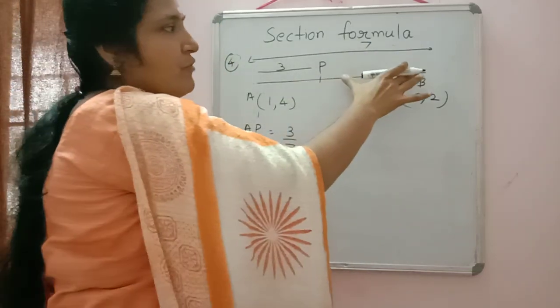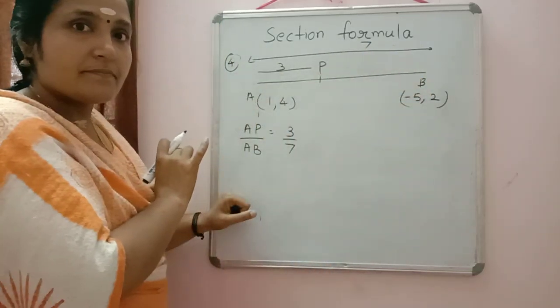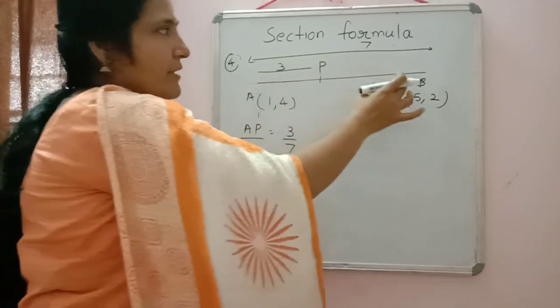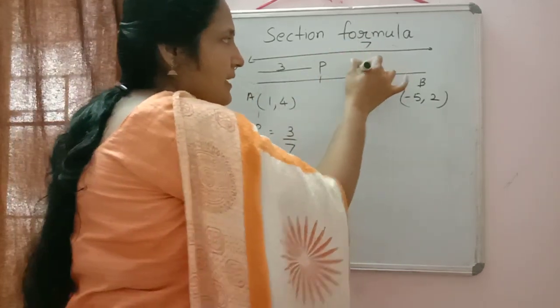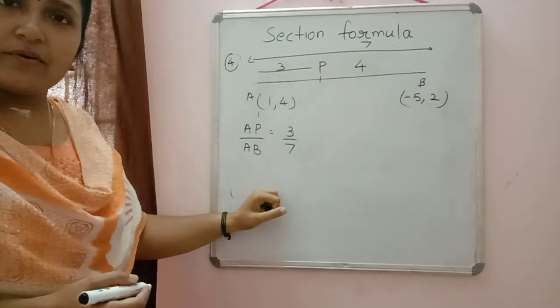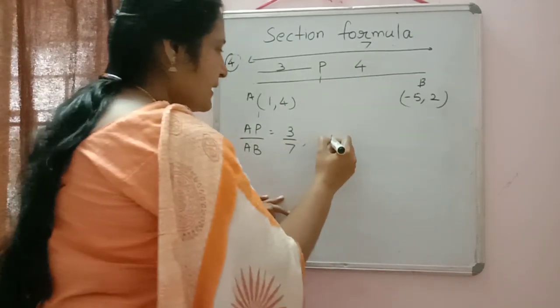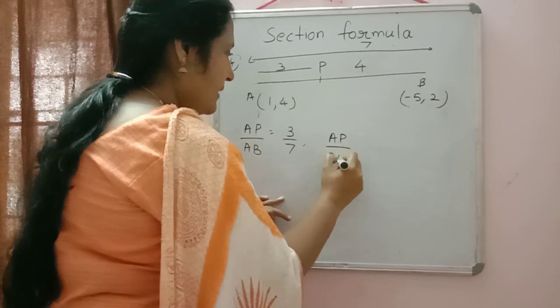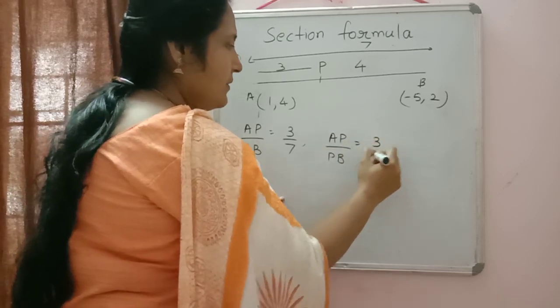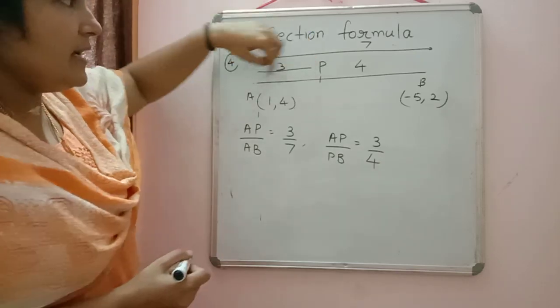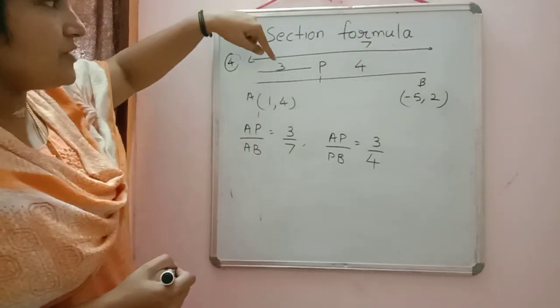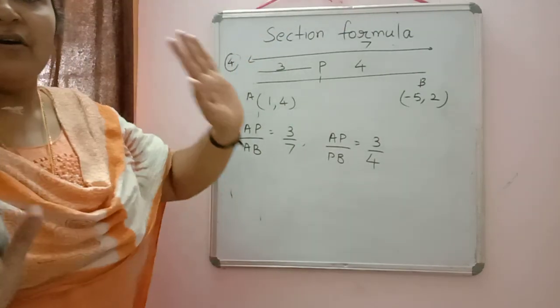Then can you tell me what PB will be equal to? Yes, PB will be equal to 7 minus 3. So we will get PB is equal to 4. So what are we getting now? AP by PB is equal to 3 by 4. So we got the ratio. P divides AB in the ratio 3:4.